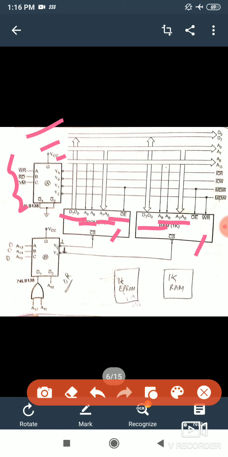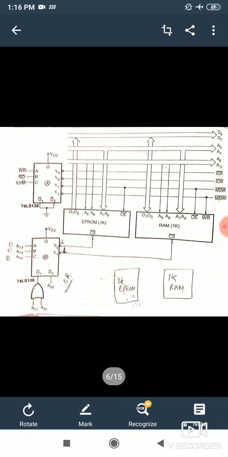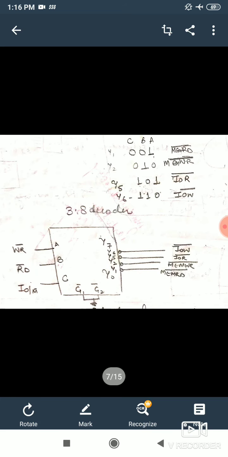We will interface the read signal with the ROM, and the read and write signals with the RAM. I have already explained this decoder, the first decoder for the generation of control signals: IO read, IO write, memory read, memory write. This is the explanation of all this, and I have explained it to you.